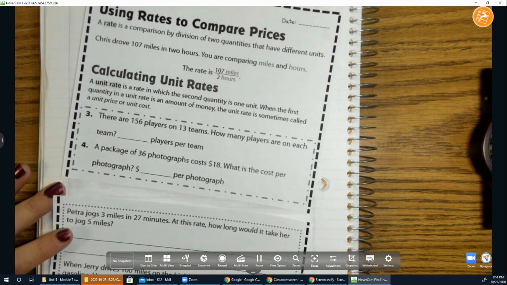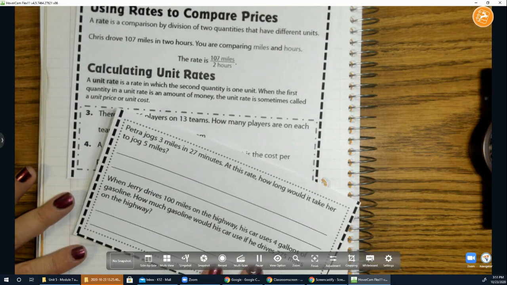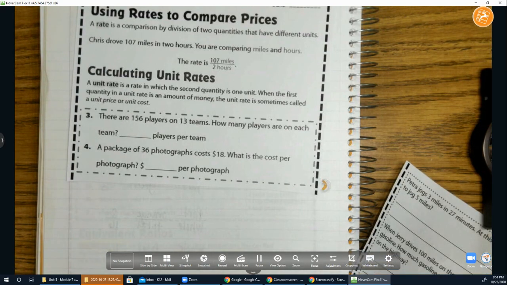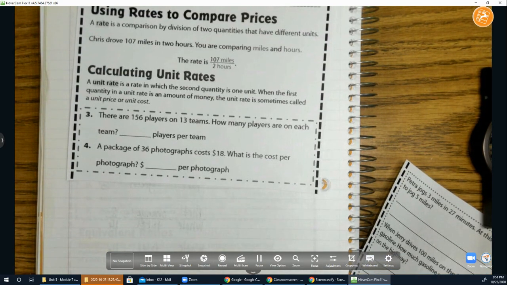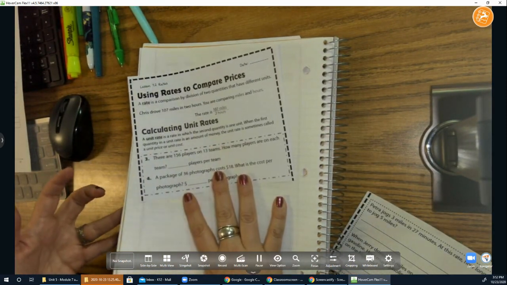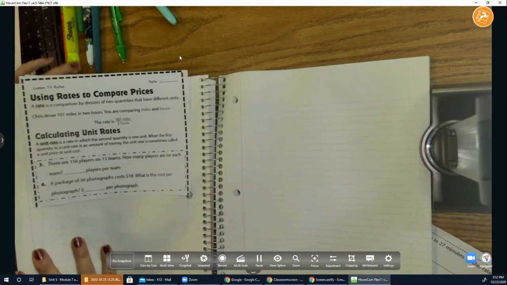Okay, so once you take the notes and cut them in half, right there. So under Petra needs to go onto another page. So let me zoom out so you can see how I want it in the journal. So on the left side, go to my journal. On the left side, using rates to compare prices is going to go up here. On the left. And Petra and Jerry's question is going to go on the right.